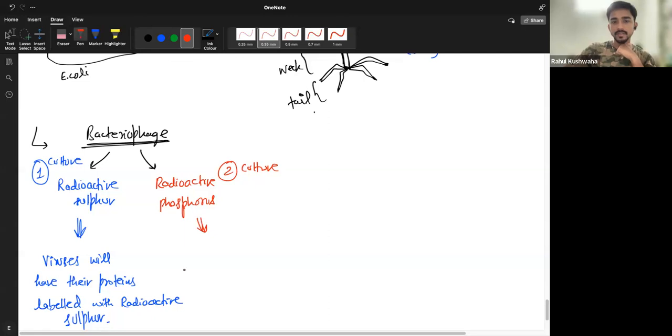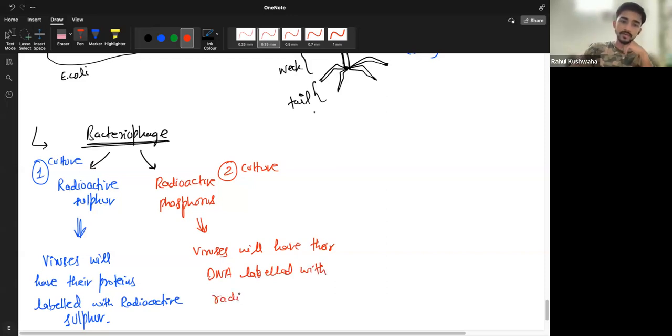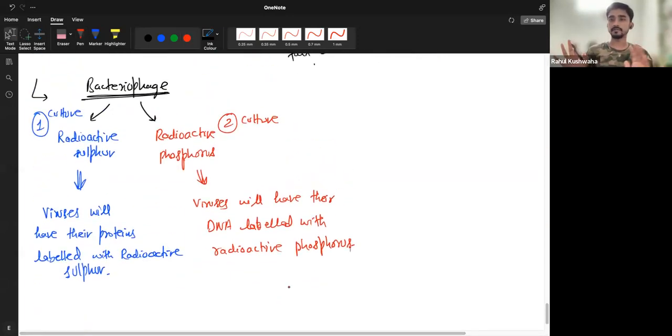Perfect. And going forward in this case, the viruses will have their DNA labeled with radioactive phosphorus. Okay, cool. So we have two different sets of viruses now. And the next thing is to allow them to infect E. coli bacteria. And when they infect the bacteria, we will just see what radioactivity we see from the bacterial cells. Do you understand?